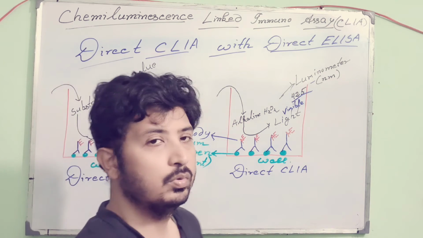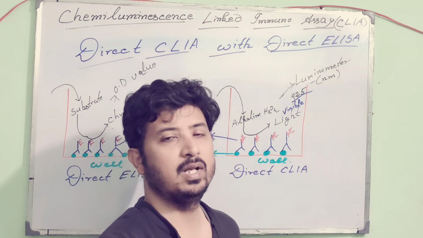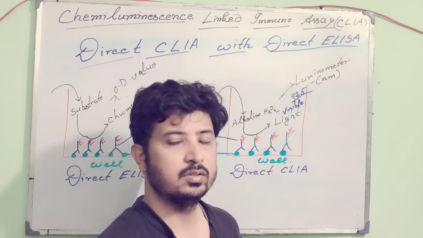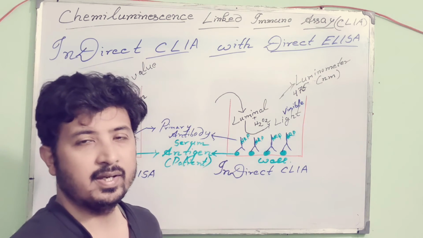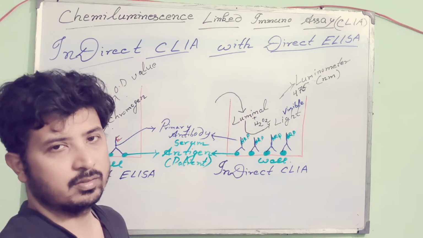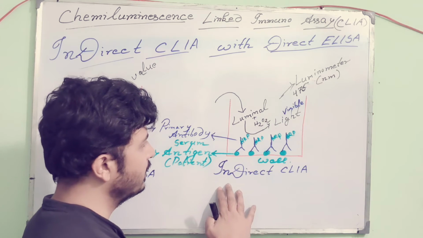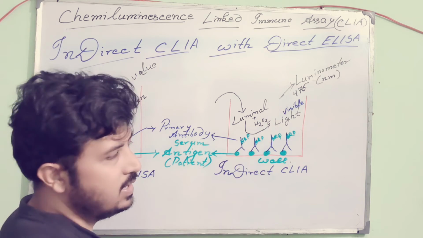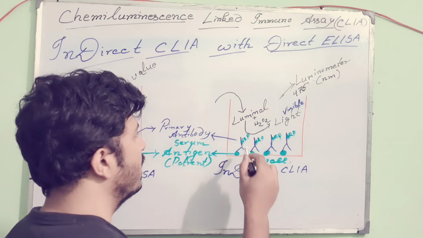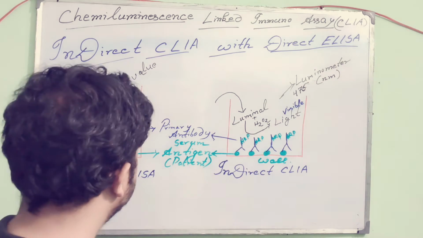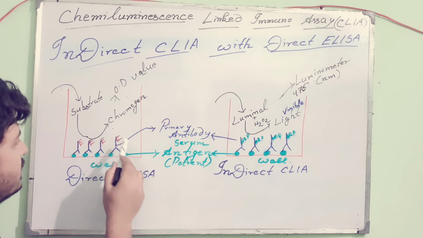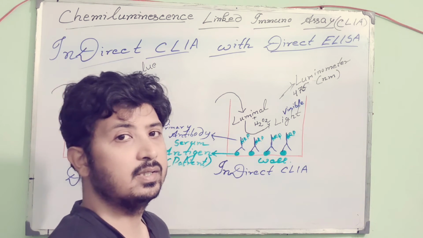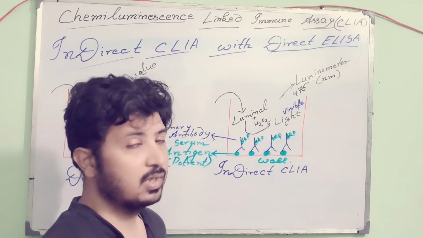Now I will show you direct ELISA in comparison with indirect CLIA. So let's understand the indirect CLIA with direct ELISA comparison. Here the antibody, which in the previous case was AE, or acridinium ester, tagged, is now HRP tagged. Here also, in direct ELISA, it is HRP tagged. You will say it is the same thing, sir, why are you confusing us? It's not like that.